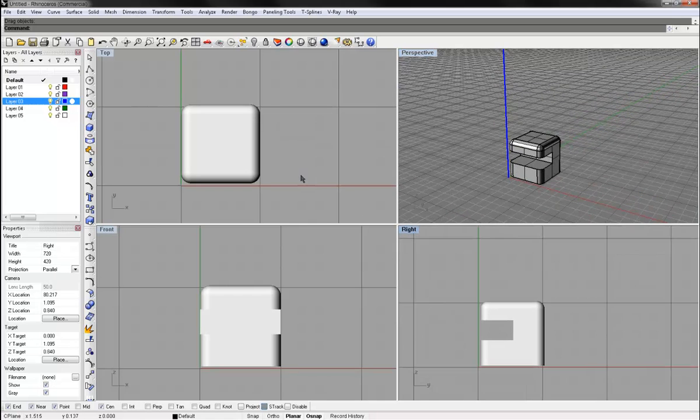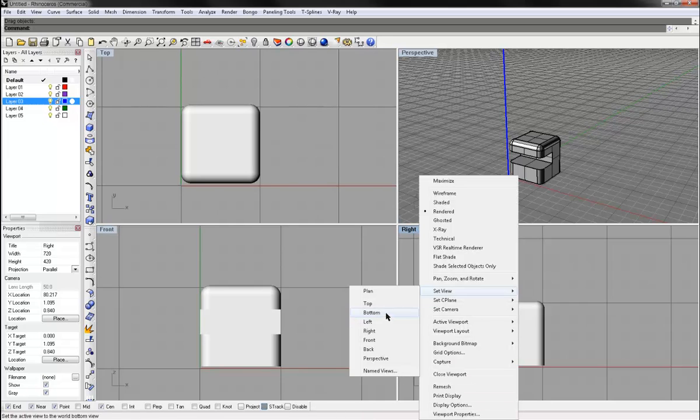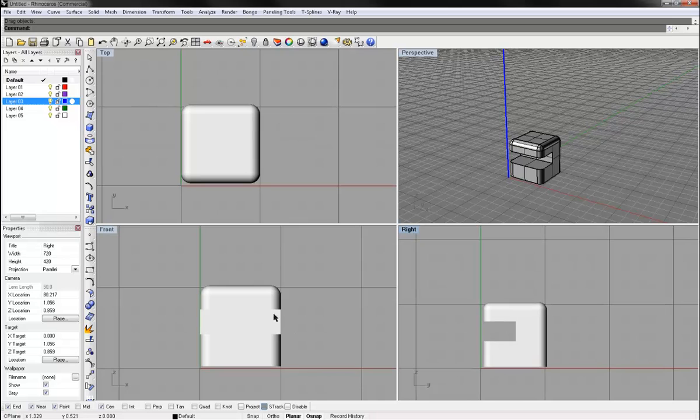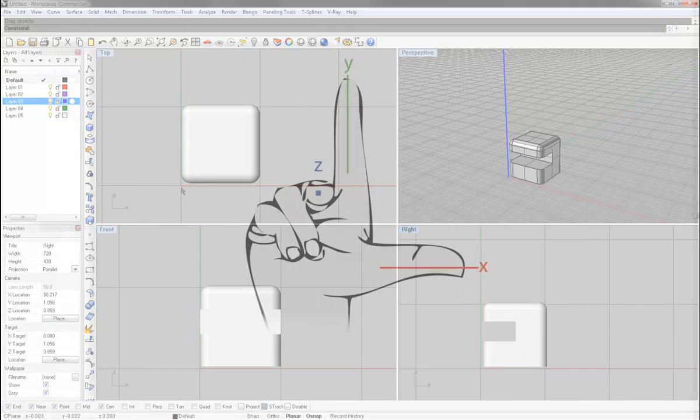So in your front, top, and right views, and in all of your other views as well, bottom, left, and back, this idea remains the same. Regardless of what window you're in, up and down is Y, side to side is X, and then back and forward in space is Z.